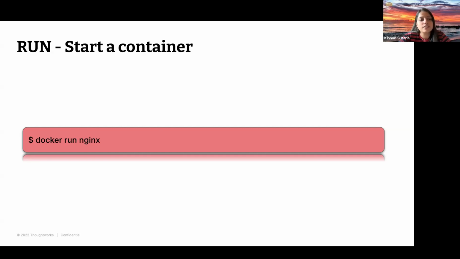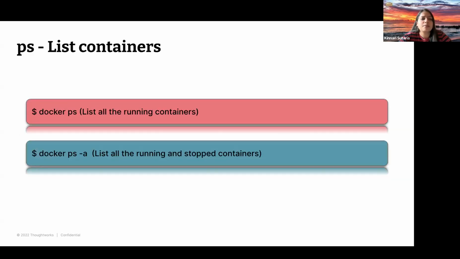For now, let's just walk through them first. Okay. Then we have the ps command. What does this ps do? It will list the containers. The docker ps will list all the running containers. And if we do docker ps -a, it will list all the running and the stopped containers as well.